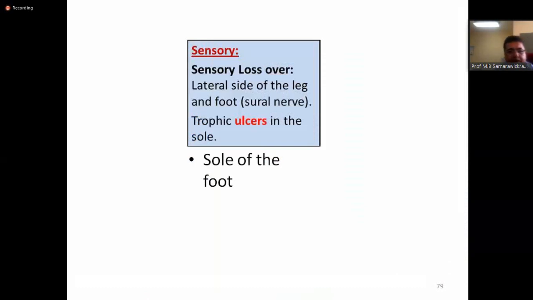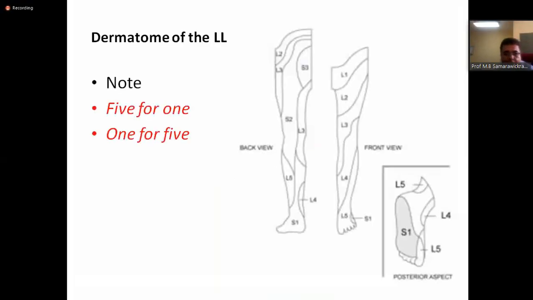Sensory loss over the lateral side of the leg and foot. So there will be what are called trophic ulcers in the sole, right? Trophic ulcers, that is due to loss of sensation. You can get repeated injuries and you can get ulcers in the sole, right? And in addition to common peroneal nerve injury, remember when the deep peroneal nerve is injured, you get foot drop, right?